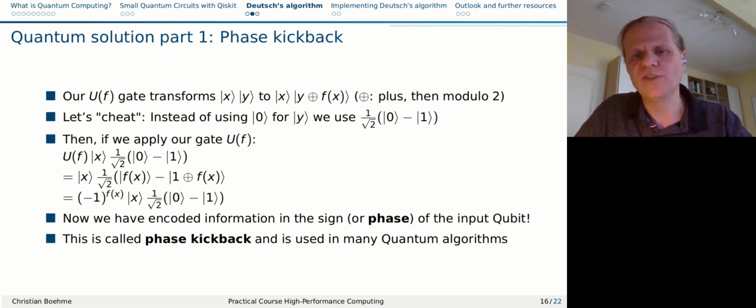Because the sign is related to the phase of the qubit, we don't talk about phases here, but let's just take it as a name for now. This mechanism is called phase kickback. And what we mean by phase kickback is that we encode information about our input in the phase of the combined result of input and output.